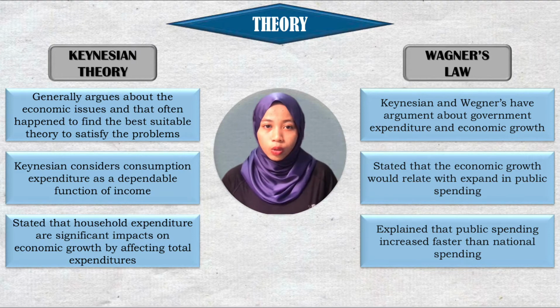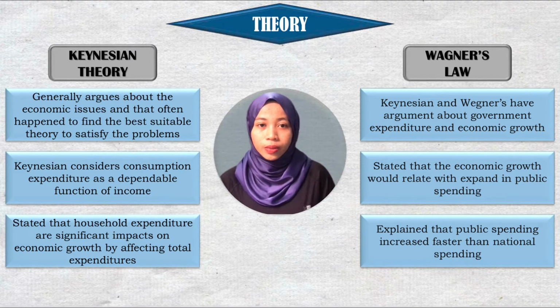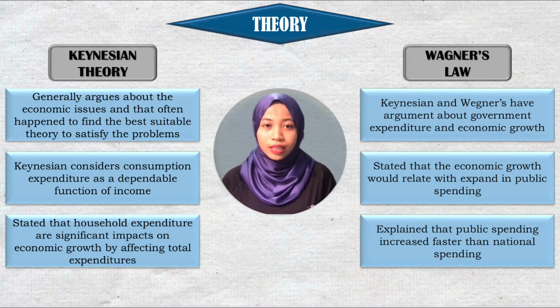Based on Wagner's law, total spending will increase along with the national income per capita, and that will stimulate economic growth. When the government decreases taxes, disposable income increases. We use this law to classify government expenditure for economic growth.